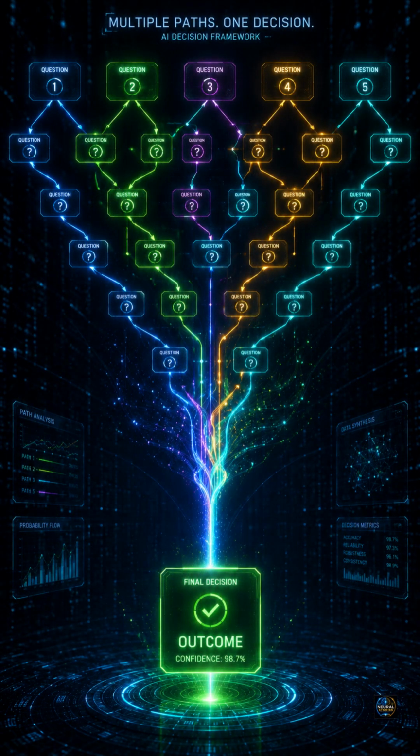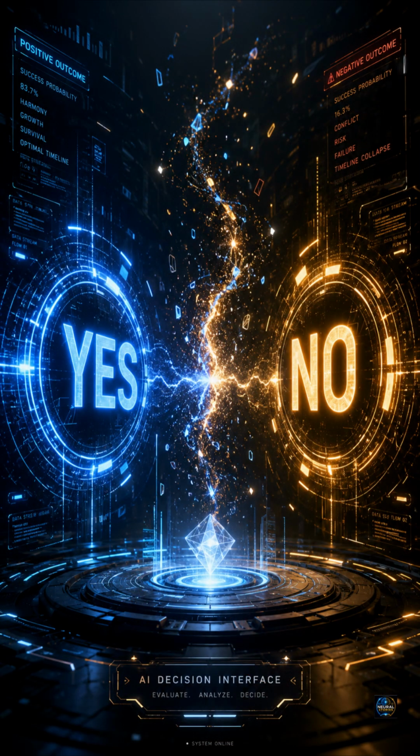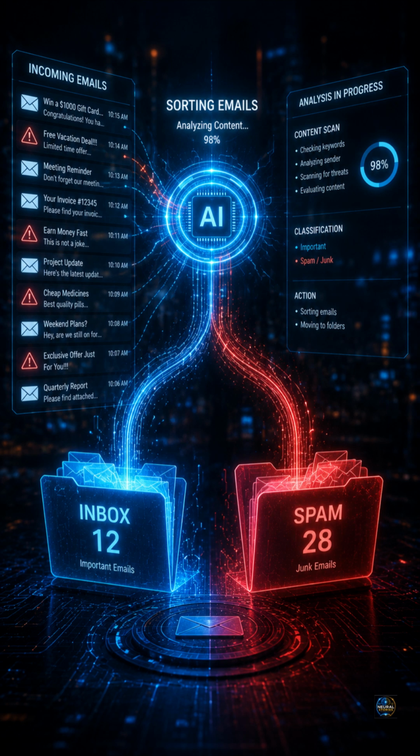Now let's move to another important concept: binary classification. The word binary simply means two. Whenever a decision tree predicts between exactly two possible outcomes, it is performing binary classification. Some common examples: yes or no, pass or fail, spam or not spam, true or false, 0 or 1. The algorithm simply decides which one of the two classes the input belongs to.